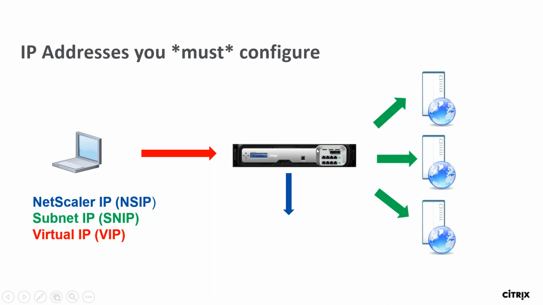The reason I'm talking about this is, if you look at how traffic flows through the device, ADC listens on the VIP, receives a request and sends it through to the backend server using the subnet IP. So your backend servers do not see the client IP address. They see the IP address of the device. One of the benefits of that is, of course, we can multiplex multiple connections over one single TCP connection to the backend server. That's one advantage.